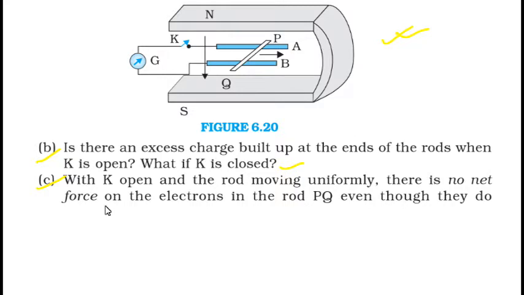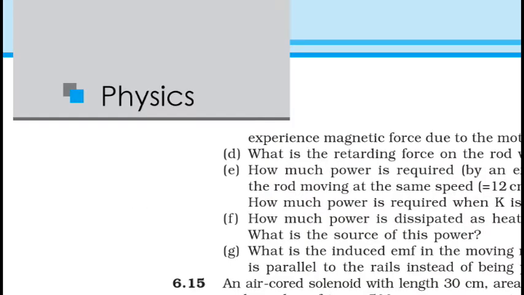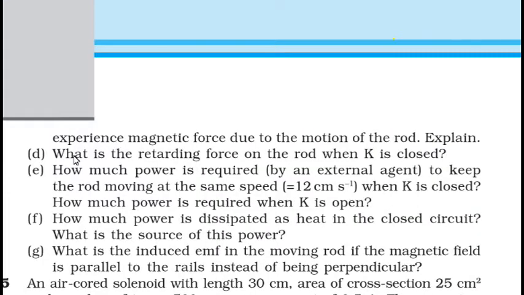So the next problem is: with K open and the rod moving uniformly, there is no net force on the electrons of the rod PQ even though they do experience magnetic force due to the motion of the rod. Explain. Let us see the solution.